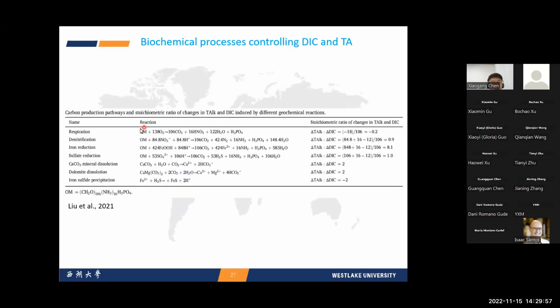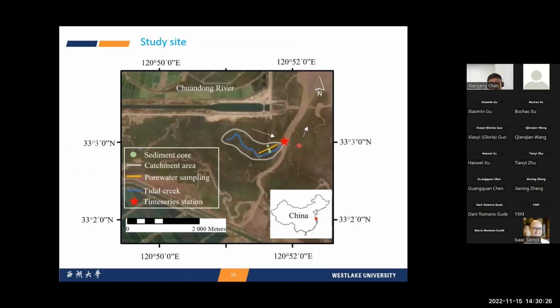The ratios were different. For example, for respiration, the delta alkalinity to delta DIC ratio is about minus 0.2, for denitrification the value is about 0.9, iron reduction 8.1, and sulfate reduction 1.0. And we can see the calcium carbonate dissolution is about 2. So based on this, we also did some work in our saltmarsh study site.